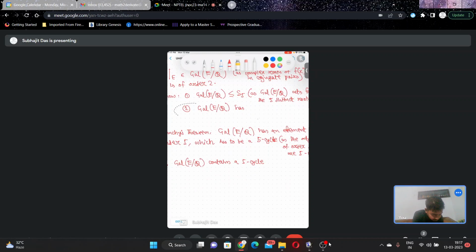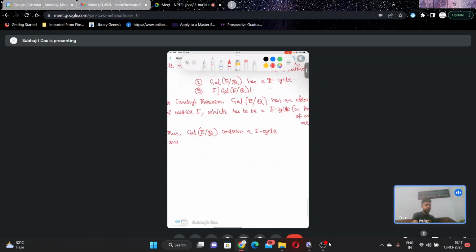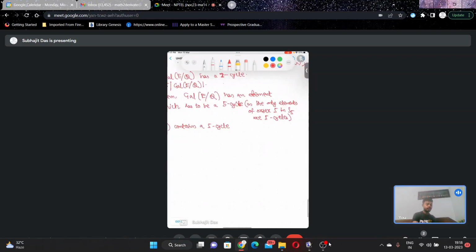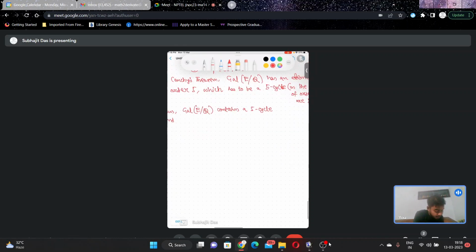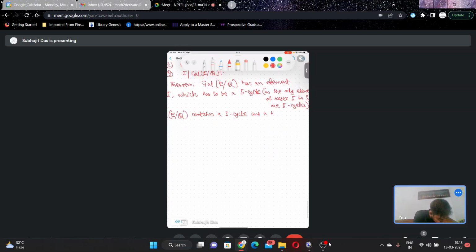Second is that Gal(E over Q) has a 2 cycle. Third is that 5 divides the order. Okay. So by Cauchy's theorem, Gal(E over Q) has an element of order 5 which has to be a 5 cycle, as the only elements of order 5 in S5 are 5 cycles. Thus it contains a 5 cycle and a 2 cycle. It's a subgroup of S5 which contains a 5 cycle and a 2 cycle.